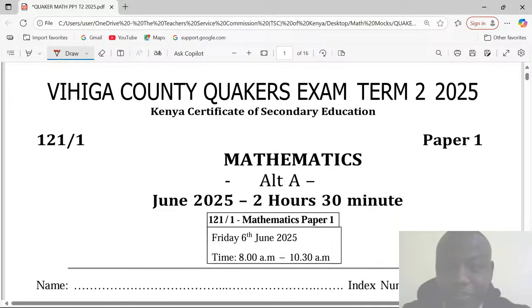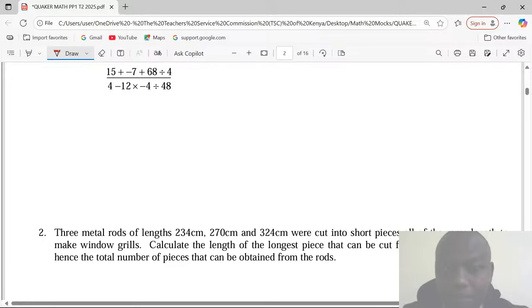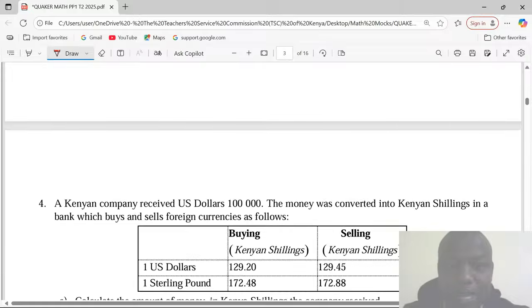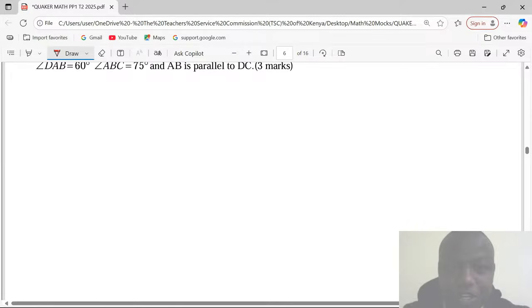In the preparation for KCSE 2025, we shall be revising past KCSE papers and also mock exams like this one. So we're going to start right away.